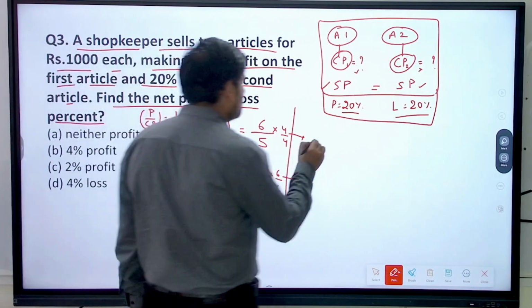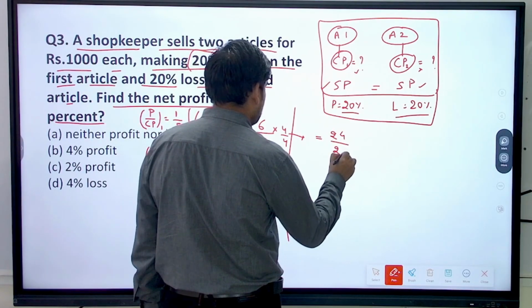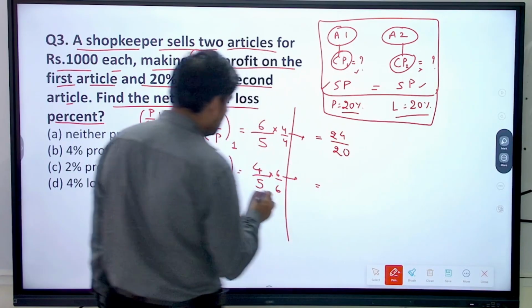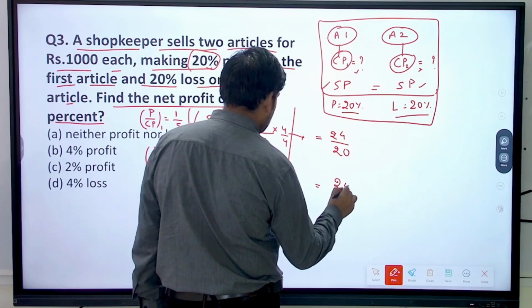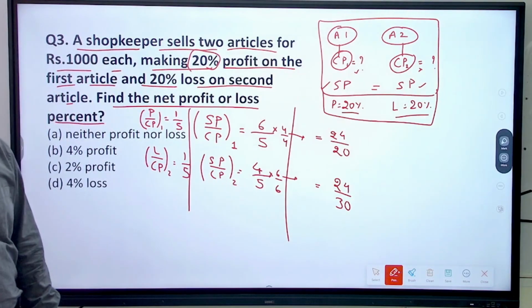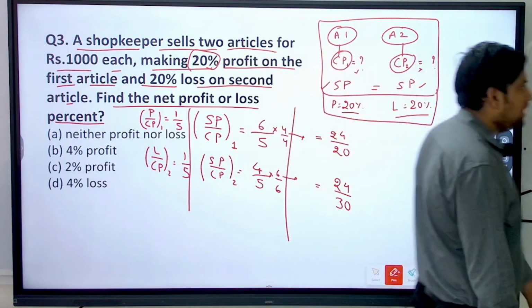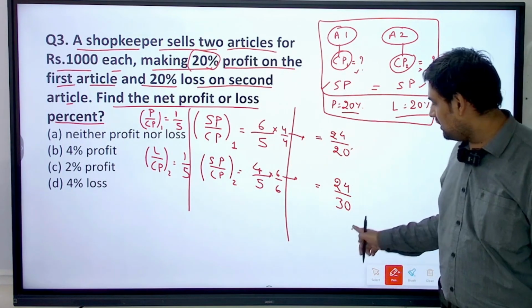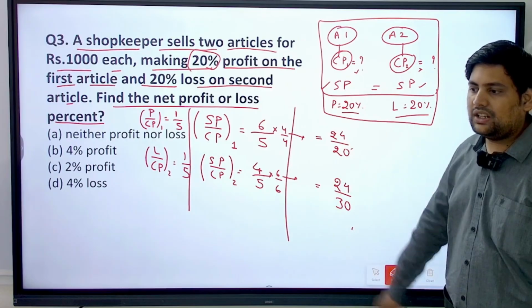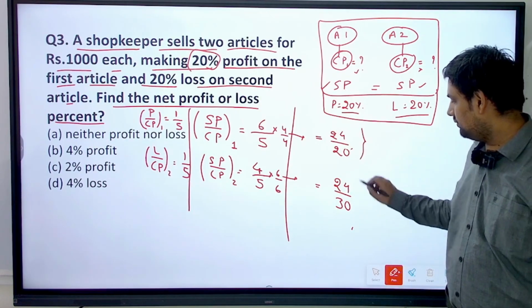Then this becomes 24 by 20 and this one becomes 24 by 30, correct? And now in this I have selling prices that are equal and cost prices that are unequal. So, these are the correct fractions. Okay. Now what to do?